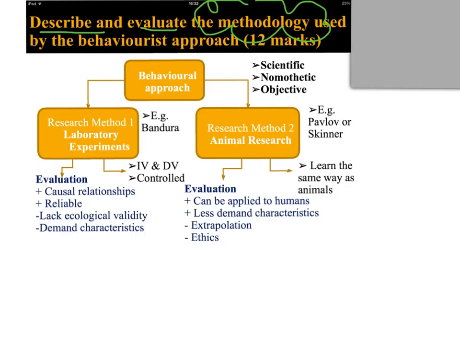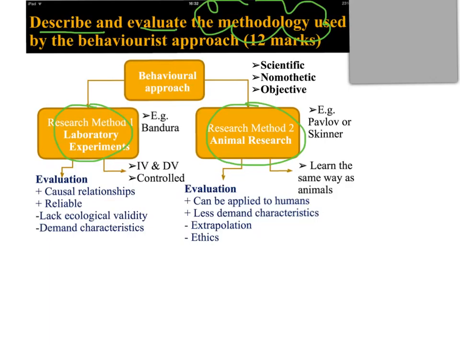So we've taught you two methodologies. Now in that you need to have one paragraph which is describing them, and we know our methodologies are laboratory experiments as one and animal research as another. What you need to be able to do is be able to describe both of these methods in one paragraph. That means to be able to give a definition of what they are, and also to be able to give an example and, if possible, a justification of why the behaviourists will use them.